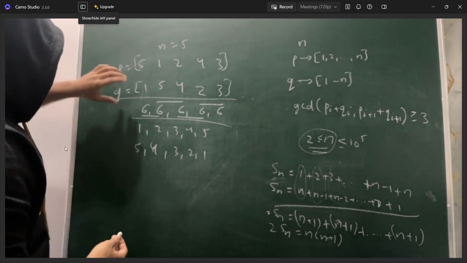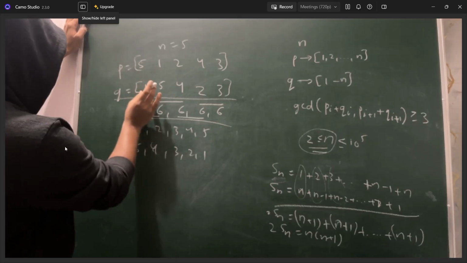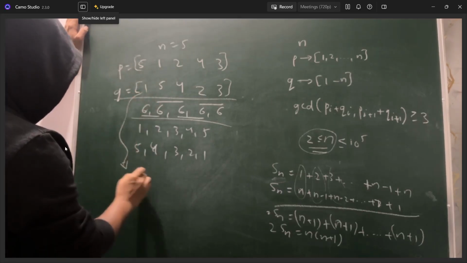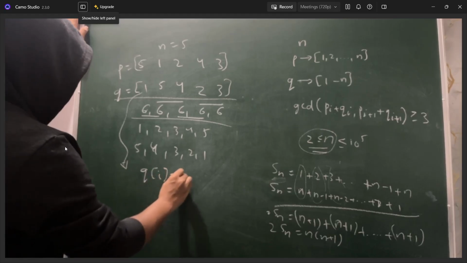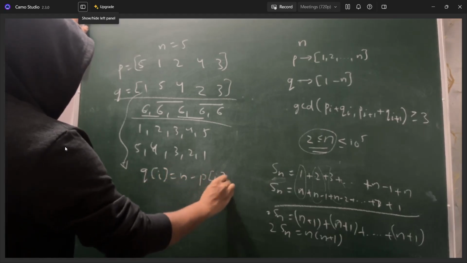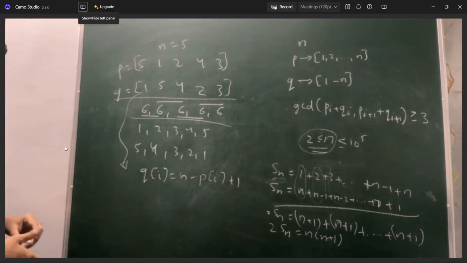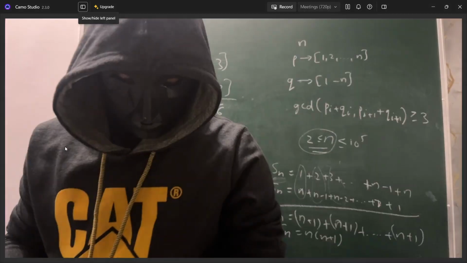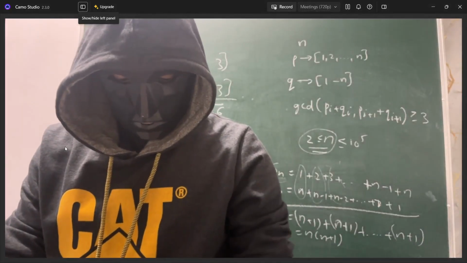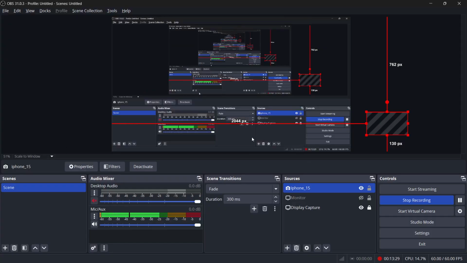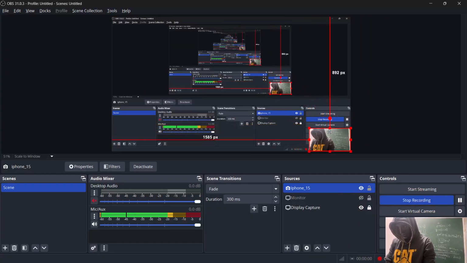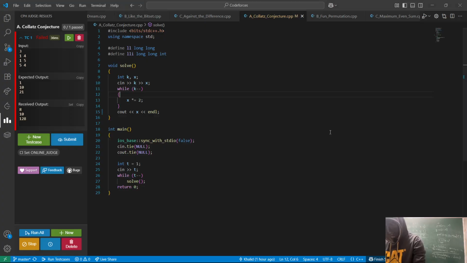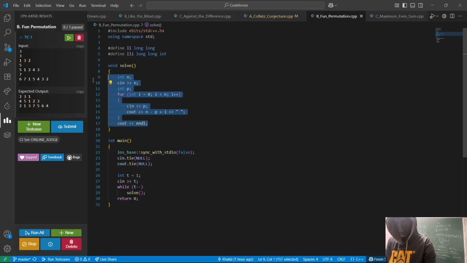And how do you, on the go, for a given pair, find this value? As I said, that will be given by q of I equals n minus p of I plus 1. Yeah, this was it about the problem. So let's try to code it up. I don't know if this video also has correct audio or not, because when I'm shooting I will not be aware of that. Yeah, let me code it up in front of you.